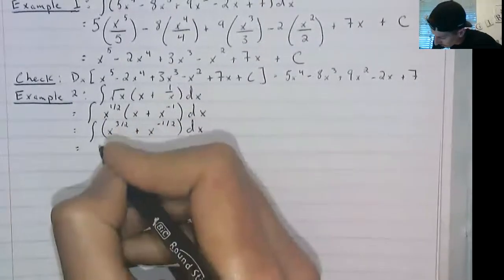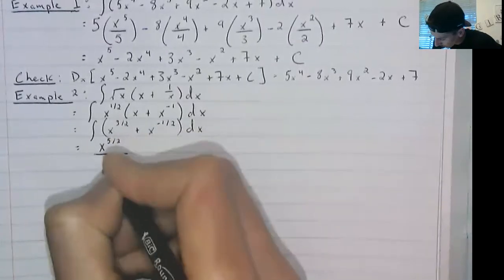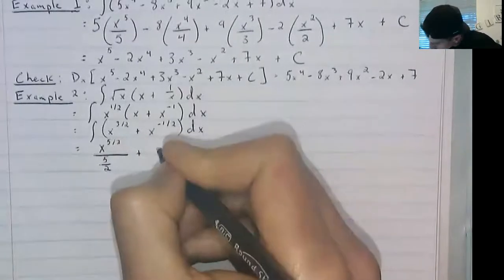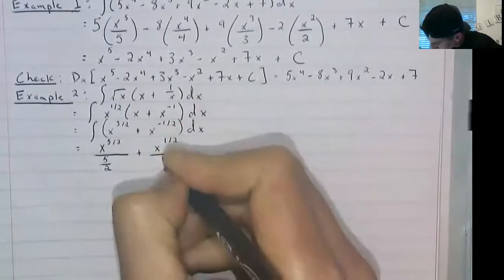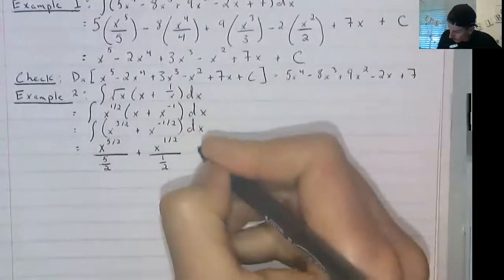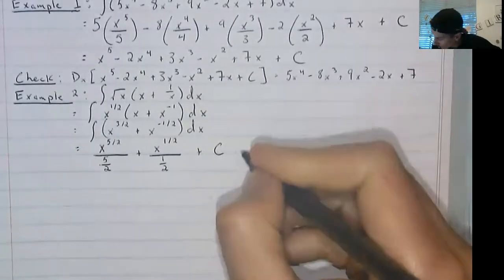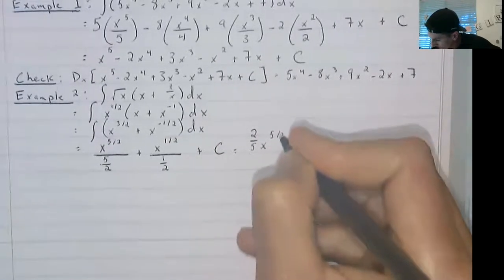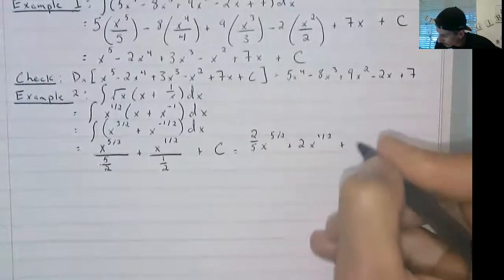X to the 3/2, the antiderivative there is x to the 5/2, adding 1 to that, divided by 5/2. X to the -1/2 becomes x to the 1/2 over 1/2, all plus c. And how much neater do we want to make this? Sure. So we'll call this 2/5 x to the 5/2 plus 2x to the 1/2 plus c.